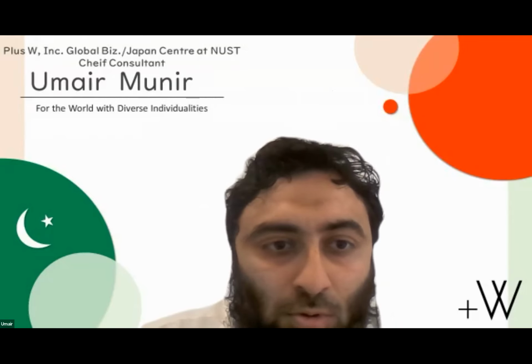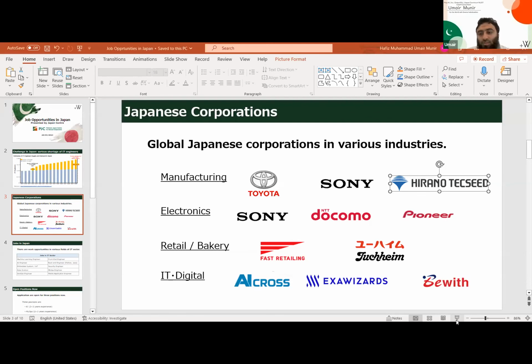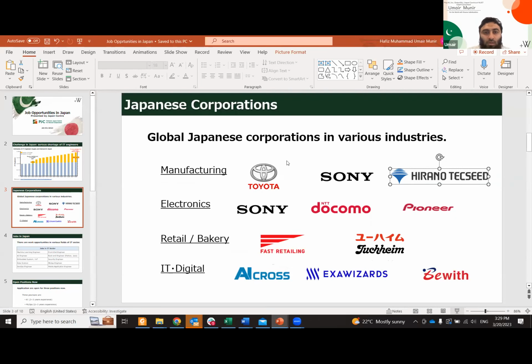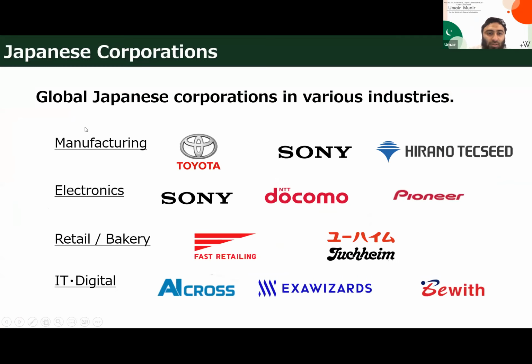Okay, so these are the companies our company already has a relation with. Today I will share the job descriptions for one of the companies, Hirano Tecseed. This is a very famous and old company in Japan. Their business mainly focuses on the manufacturing industry, industrial automation, and laminating and coating different products. The position of operation engineer is available at this company.